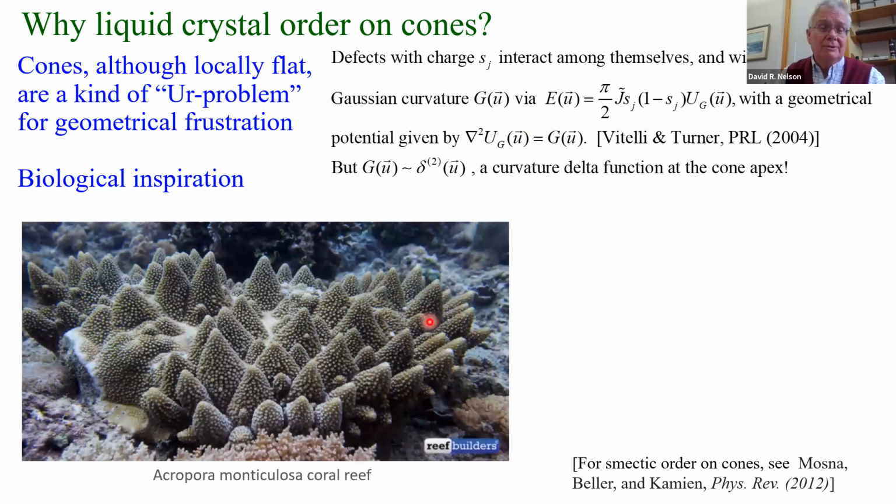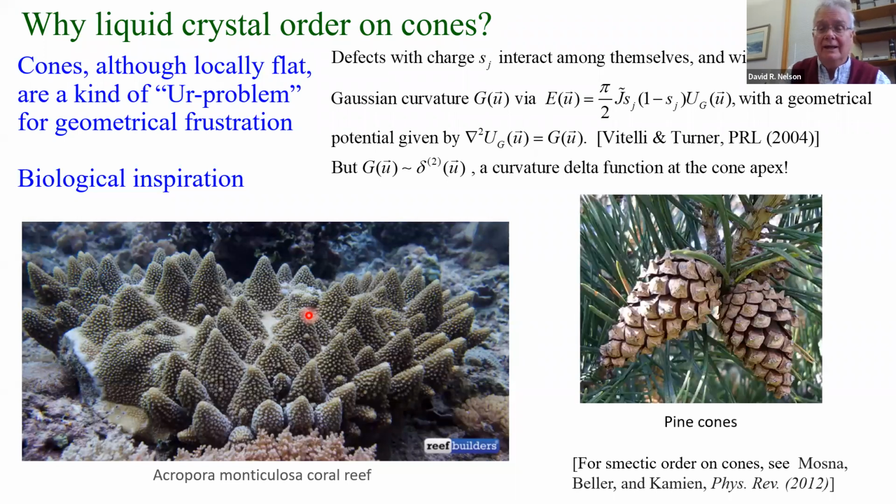In particular, here are some cones formed by the polyps in a coral reef. I don't know whether this is crystalline or liquid crystal order here, but it's certainly cones, and there are certainly delta functions or approximate delta functions of Gaussian curvature at the apexes of these cones. And of course, pine cones are called pine cones for a reason. They too are cones. This is probably more of a crystalline order on cones.